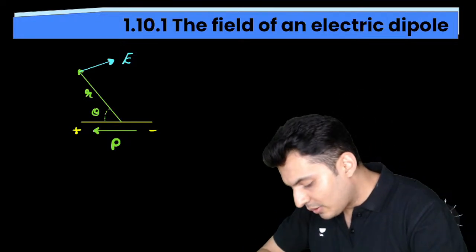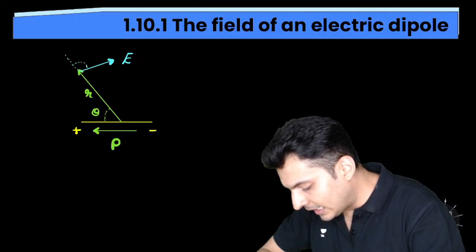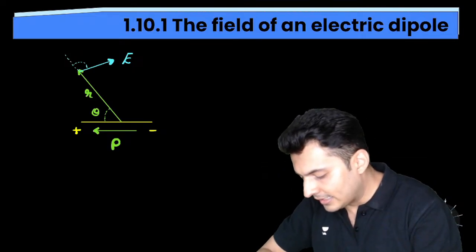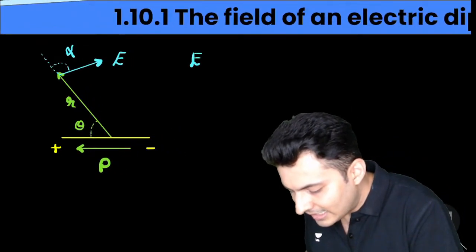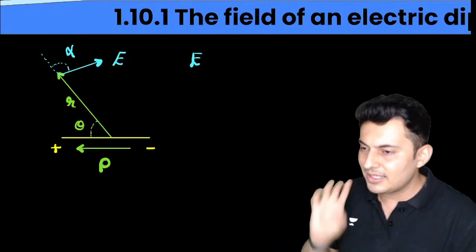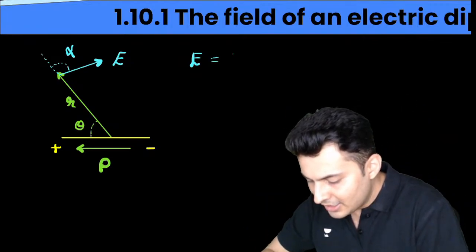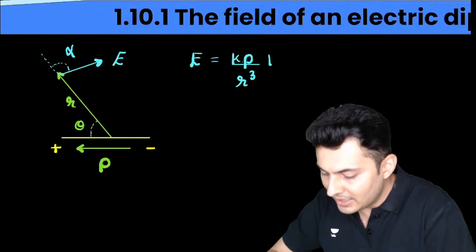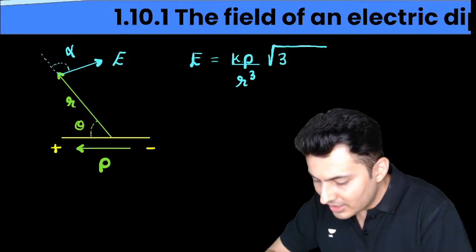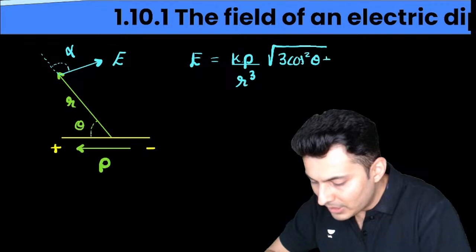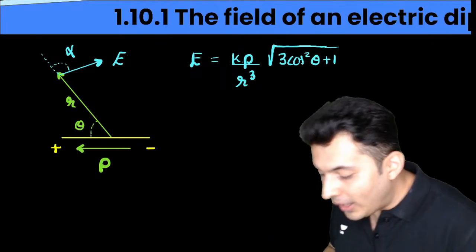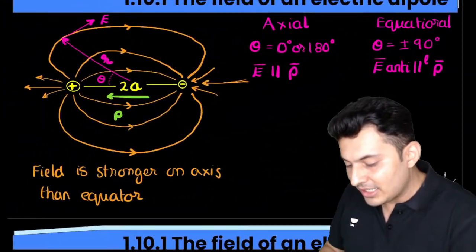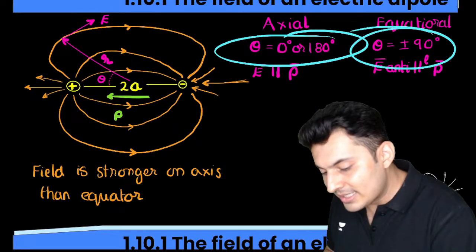In general, and what is the direction of it? So let's say that electric field makes an angle alpha. Okay, so that formula goes like this. The electric field at any point, R is the distance, theta is the angle, is given by, just put Kp by R cube first. Then on the top, just put root of 3 cos square theta plus 1. This will always work. Think how for axis, for axial position, theta was 0, for equator theta was 90 degree.